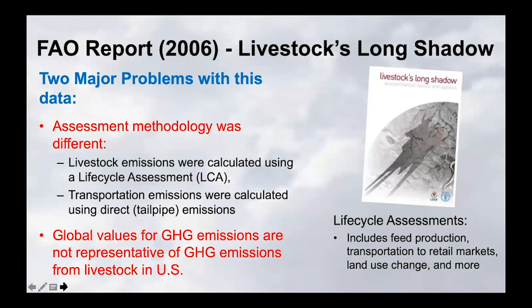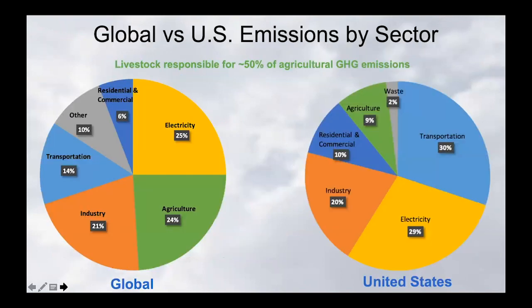The other issue with this is that global emissions and emissions from the US are not exactly the same. They're not representative. So when we look at these on a global basis, and this is both the soil management and livestock, agriculture contributes about 24% of the greenhouse gas emissions. In the United States, we only contribute about 9%. Now, some of this isn't just that we're so much less. Some of this is that the United States has a lot more emissions from transportation than some of those developing countries. So we're just a smaller percentage of our total.